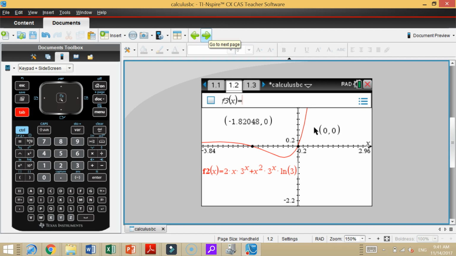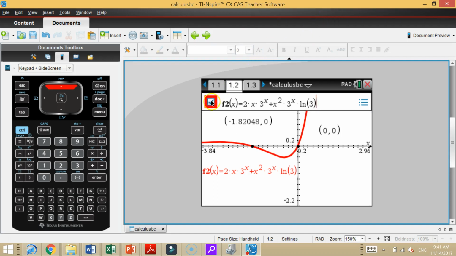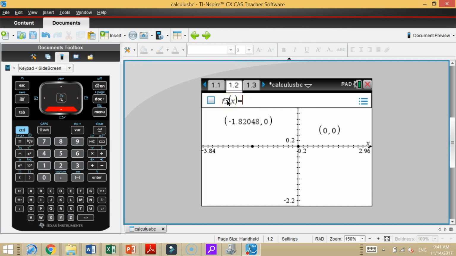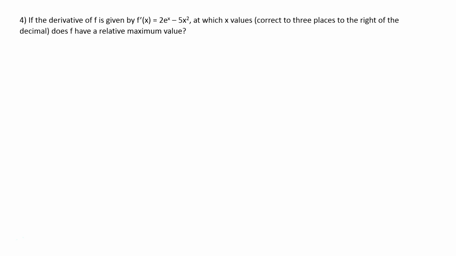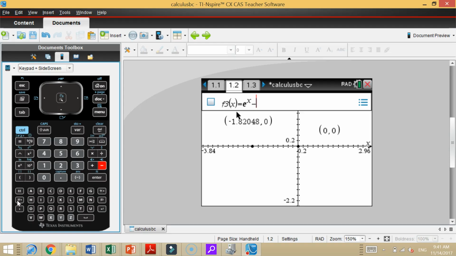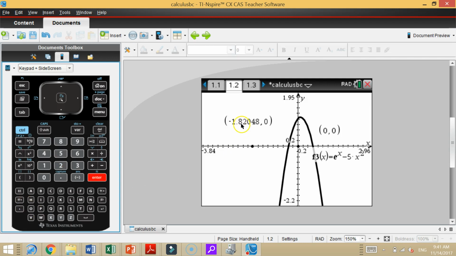I'm going to go up and uncheck this, so I'm not going to see it anymore. Now I'm going to go back down, so I'm doing a new graph here. So it was e to the x. Got to do e next to the pi over here. Make sure I get the correct e. So e to the x, what was it? Minus 5x squared. Okay, graph that.